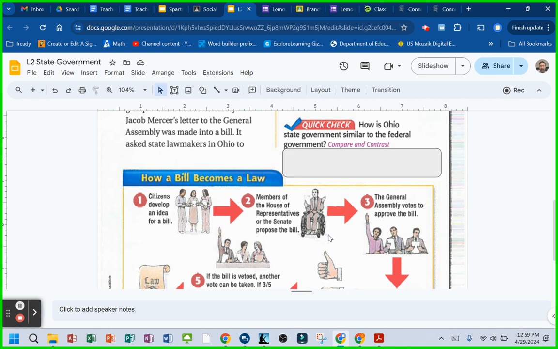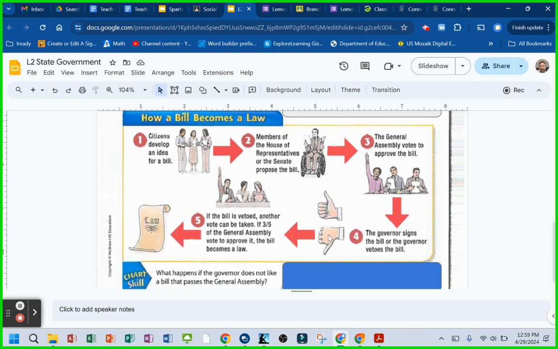There's three. What do we call those? Legislative, judicial, and executive. Yeah, so each of them have the legislative, judicial, and executive branches. They're bicameral.